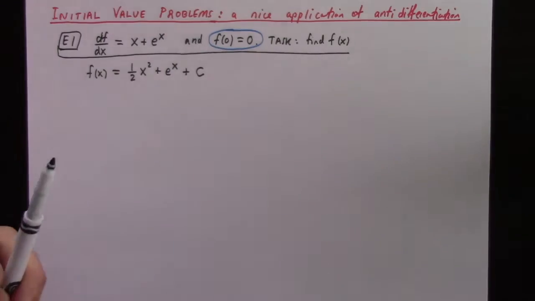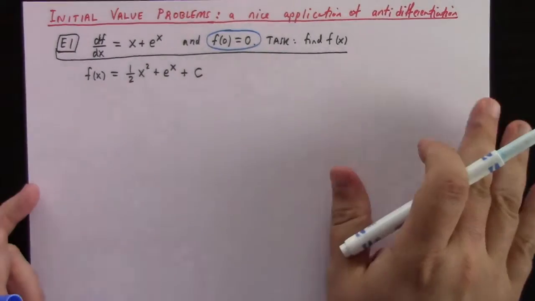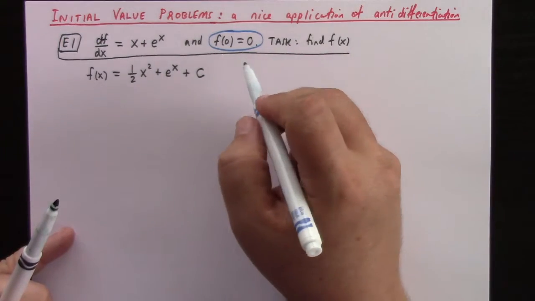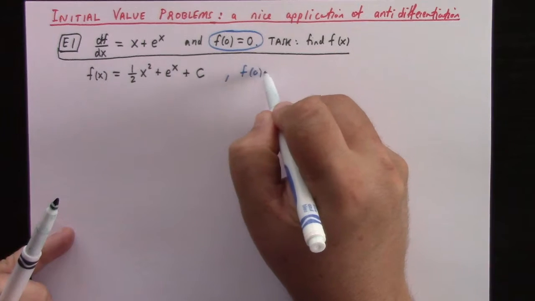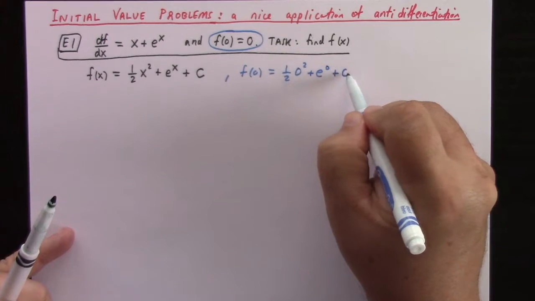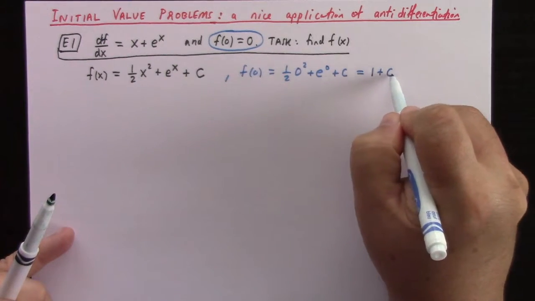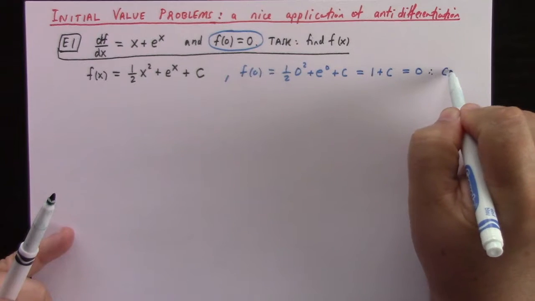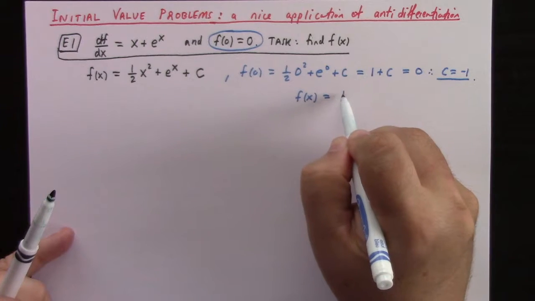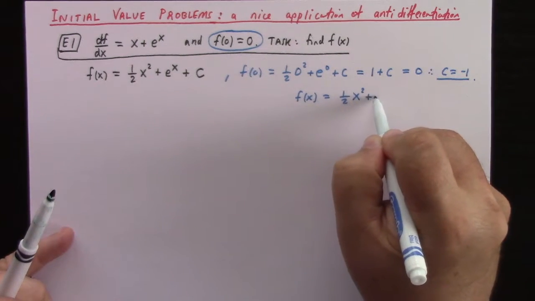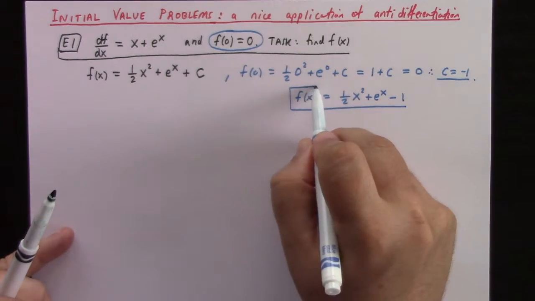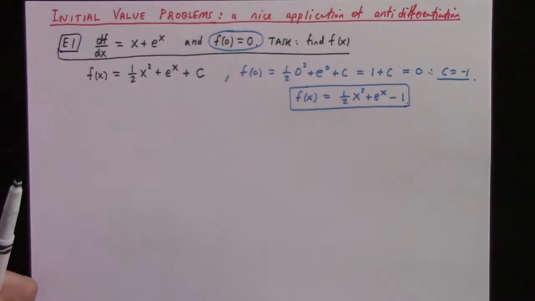And so then all you have to do is plug the data into the general antiderivative, or the indefinite integral if you like. So f of 0 is 1/2 times 0 squared plus e to the 0 plus c, which is 1 plus c. Now that's equal to 0, so therefore c is equal to -1, and there you have it. We found the answer. f of x is equal to 1/2 x squared plus e to the x minus 1. So there is an initial value problem.